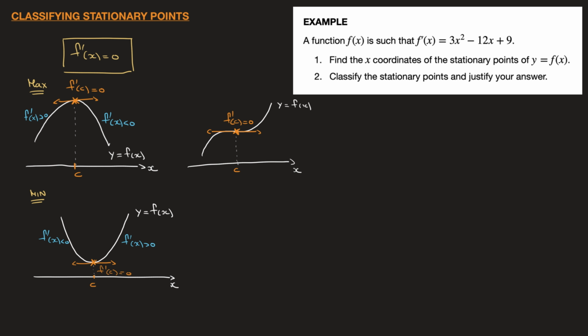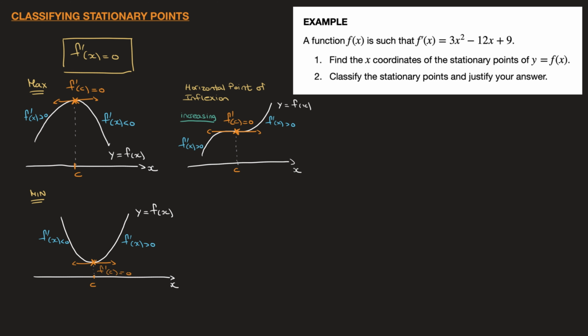So in this case, to the left of c, the curve is increasing, so f dash of x is greater than 0. And to the right of c, and therefore to the right of this stationary point, the curve is increasing again, so f dash of x is still greater than 0. And for the sake of writing that down, that's known as a horizontal point of inflection. The one I've drawn here is an increasing horizontal point of inflection.